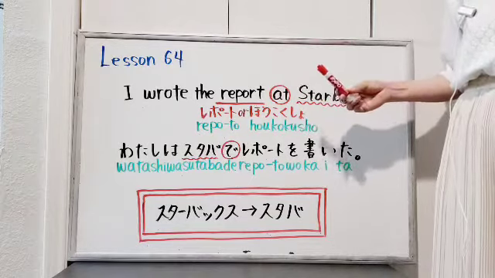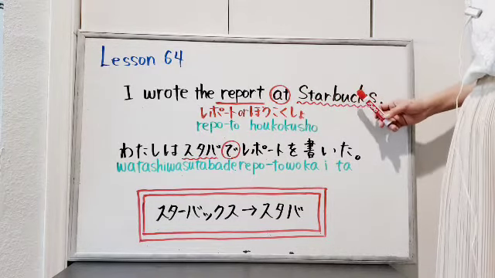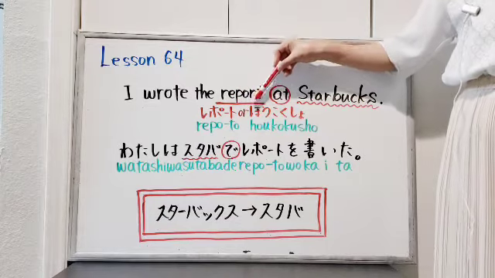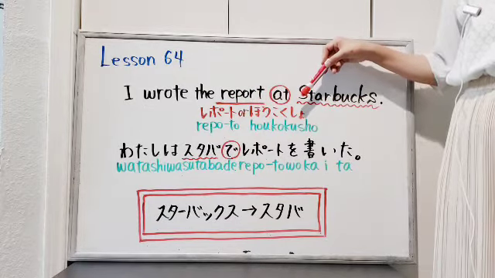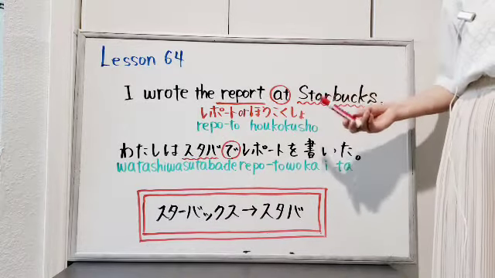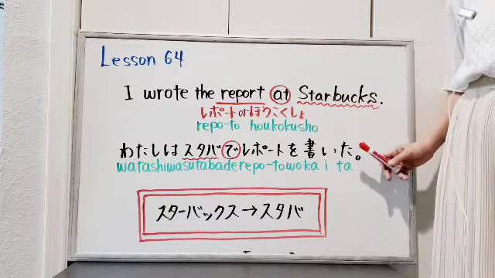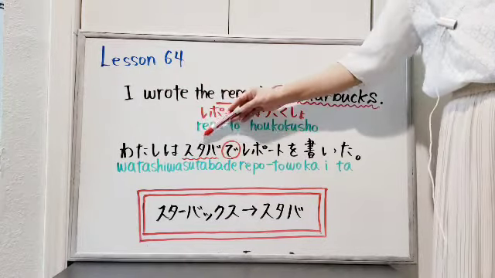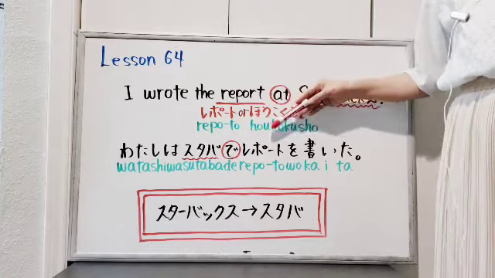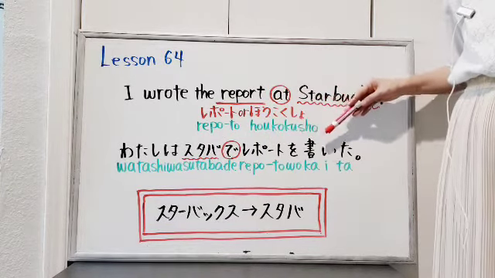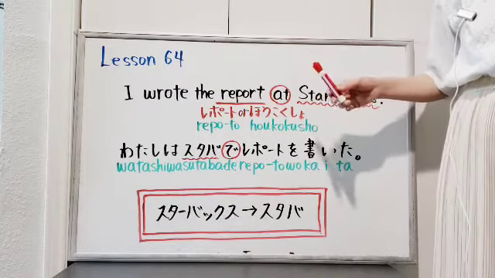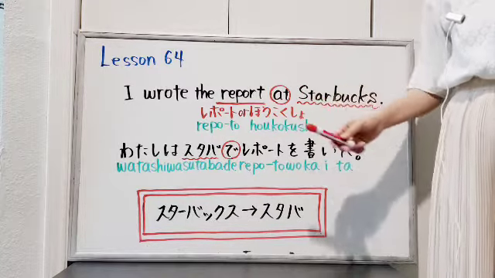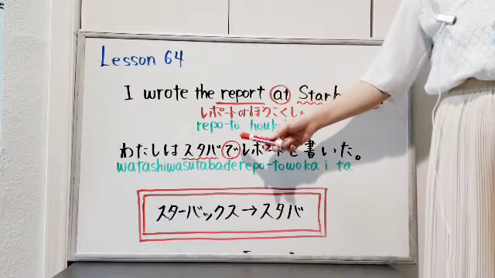Let's take a look at one more example. I wrote a report at Starbucks. Report means レポート or 報告書. If you want to say this sentence in Japanese, you can say 私はスタバでレポートを書いた。Again, Starbucks is the place where I wrote the report, right? That's why you want to put the で particle to mark the location of action.